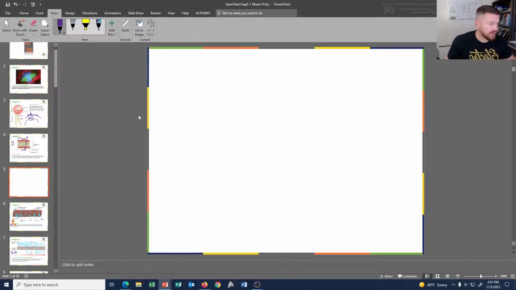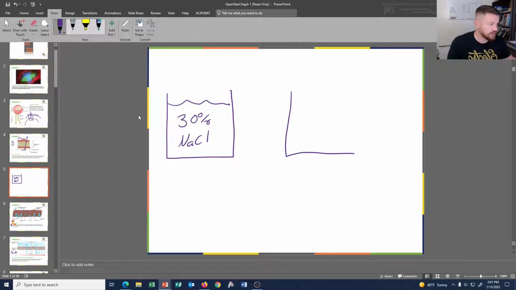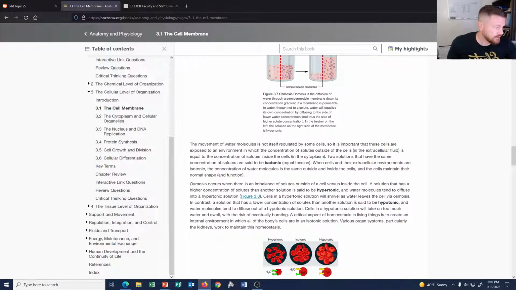First I want to talk about the tonicity terms, right? So let's say I have a beaker, and in that beaker I have a 30% salt solution. And let's say beside that beaker I have another beaker, and this beaker has a 10% salt solution. Right?